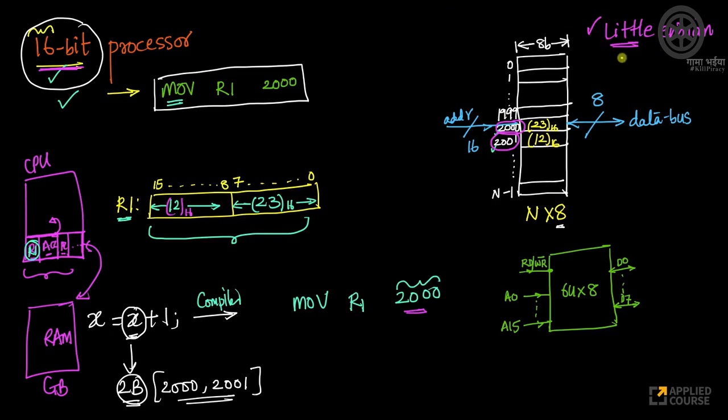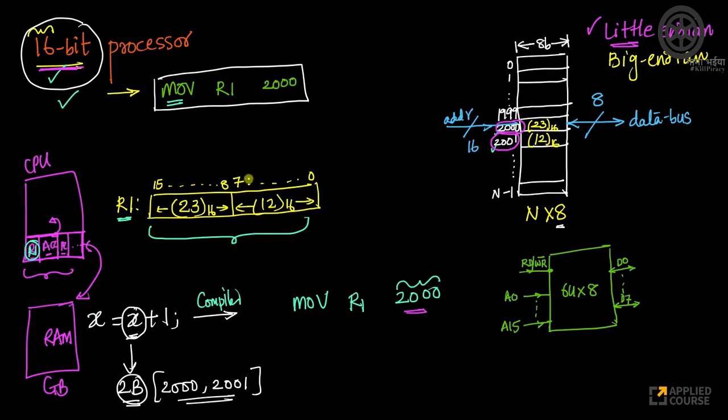There is also something called a big endian system, which is not very popular. The big endian system basically does the exact opposite of ordering it like this. It copies whatever is there in the lower address into the higher bits. So it copies 23 here and it copies 12 here. Again, these are hexadecimal numbers. That's why I'm writing base 16 here to be clear. So this is called a big endian system.